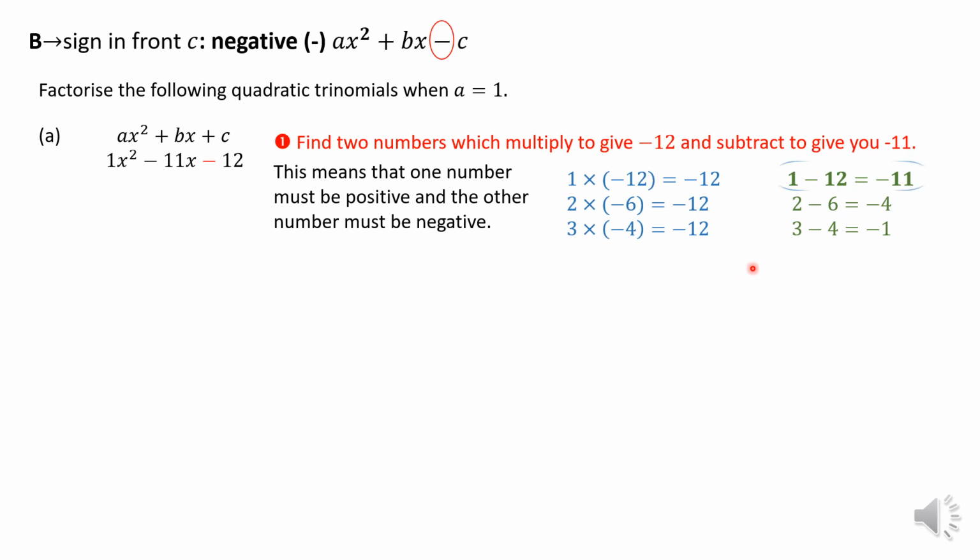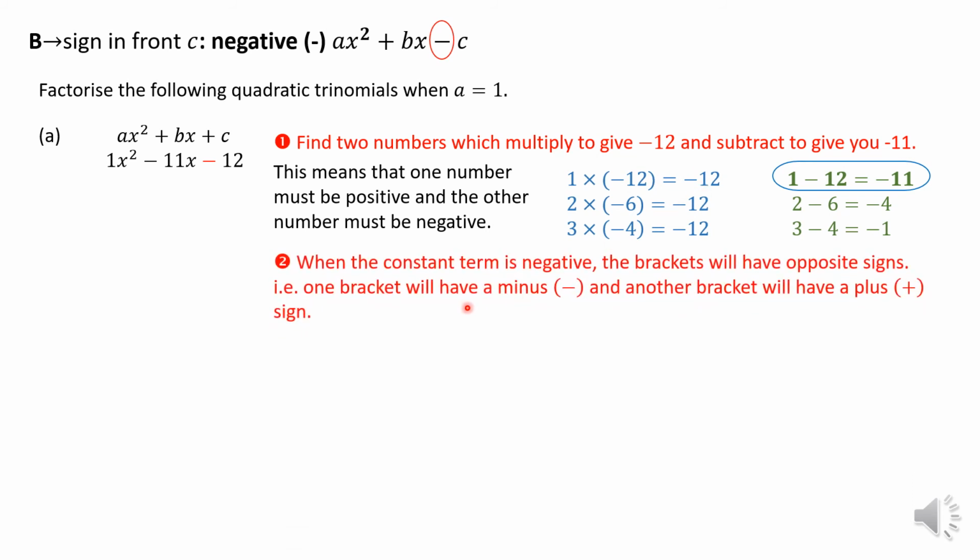Alright, anyway, you should realize that the two numbers I'm looking for are 1 and negative 12, because 1 minus 12 gives you negative 11. This is what we're requiring, and 1 times negative 12 gives you negative 12. So we are saying the constant term is negative. One bracket will have a positive, one will have a negative, and because a is 1, I can just take my values and put them right into the brackets.